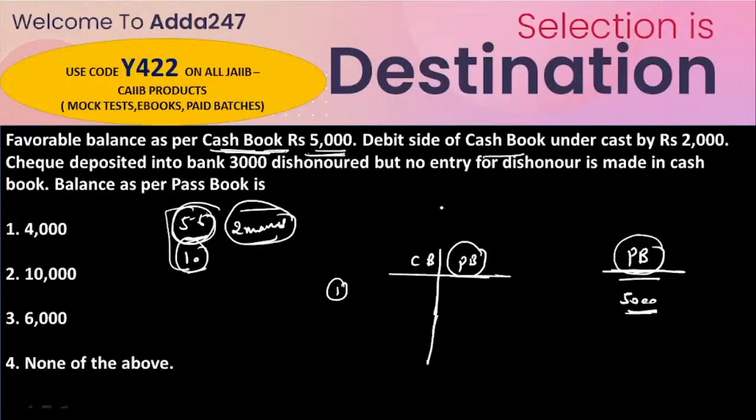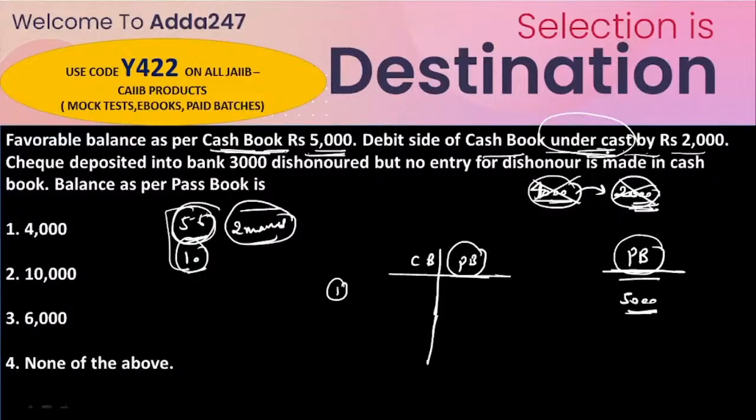The first condition given is that the debit side of the cash book is undercast by 2,000 rupees. Whenever we find the term undercast, it means that you have to write, say, 4,000, but instead of writing 4,000 you write 2,000. That is known as undercast. That means you record the transaction below the real value. The value should be 4,000, but you write 2,000, so that is understood as an undercast. This is just an example.